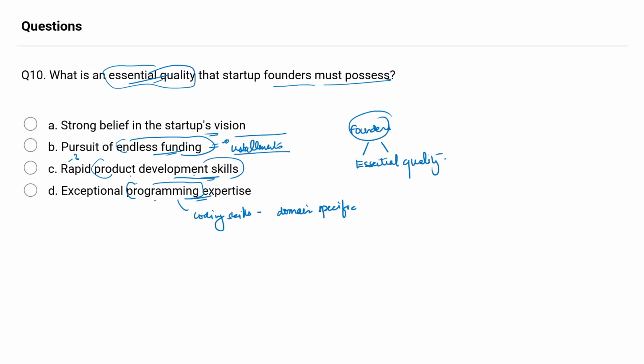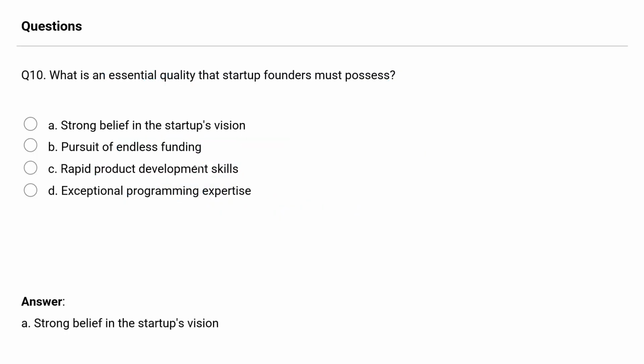Okay, and the first one is strong belief in the startup's vision. So the correct answer is option A. Having a strong belief in the startup vision is very, very critical, an essential quality for startup founders.